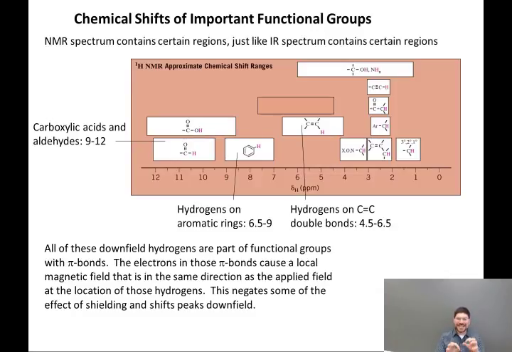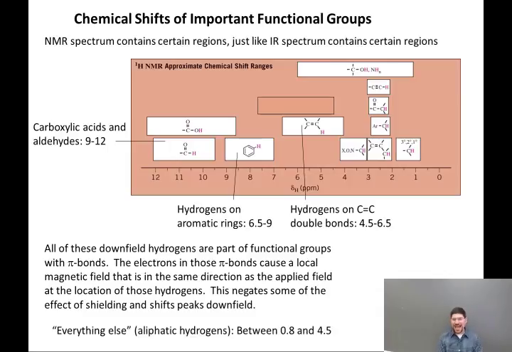What happens is the electrons in those pi bonds cause a local magnetic field that's in the same direction as the applied field at the location of those hydrogens. This negates some of the effect of the shielding that we talked about in the last lesson and shifts peaks downfield a little bit. Everything else, what we're going to call the aliphatic hydrogens, that's the term that chemists use for it, shows up in the region between 0.8 and 4.5 ppm. Since there's a lot of stuff in this region, I want to go over it in a little bit more detail.